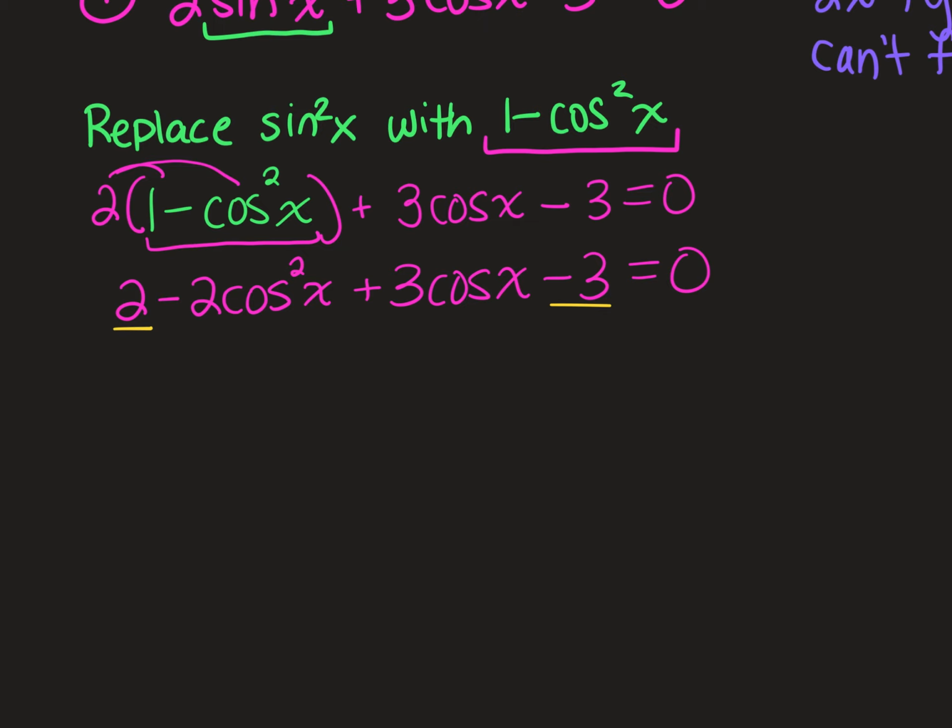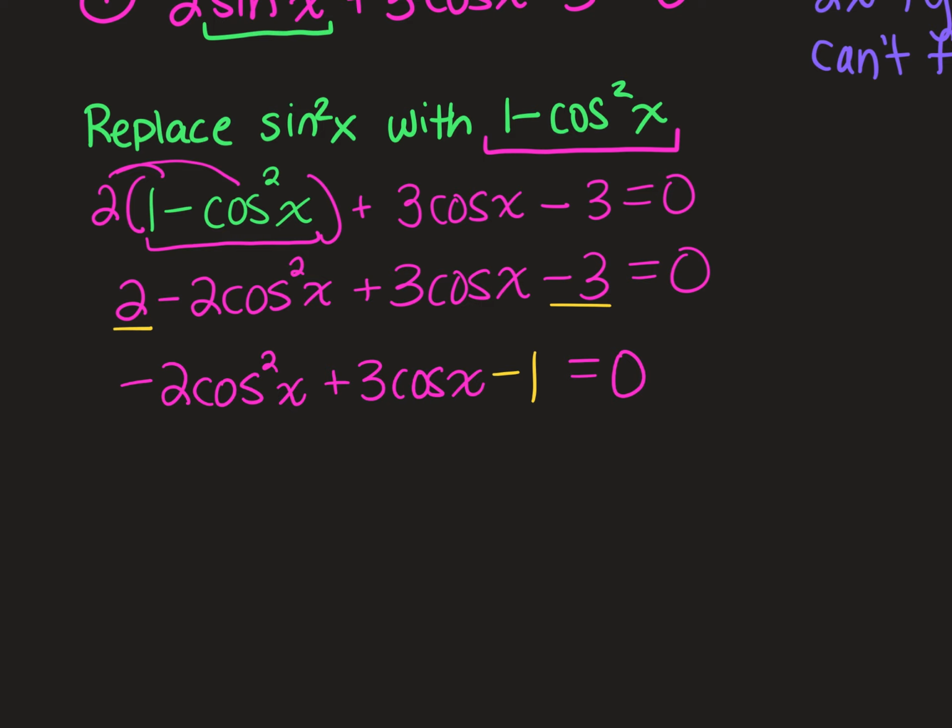So I would be able to write this as negative 2 cosine squared plus 3 cosine of x. Now, I can do 2 minus 3 to get what? Negative 1, right? So I'm just combining some like terms here. 2 minus 3 is negative 1. All right, now we're almost there. At least we're almost to the point where we can factor. Some of you may not be fazed by the fact that there's a negative in front of the squared term. I hate that. I think it makes it a lot tougher to factor.